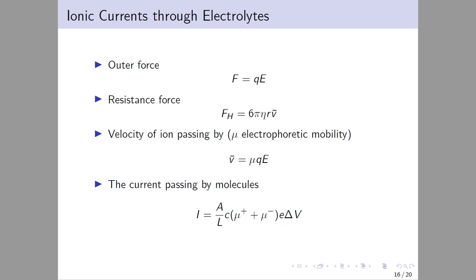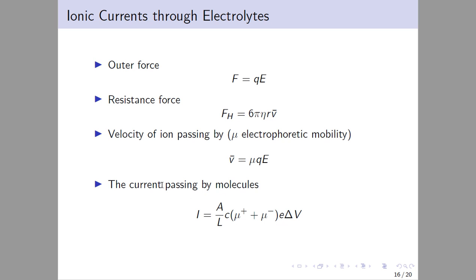Okay, so we can also model the ionic current using the division. So the outer force F equals QE. If we have a medium outside our body, the resistance force Fs equals 6 pi eta R V bar. So the velocity of the ion passing by, V bar, equals mu Q times E.